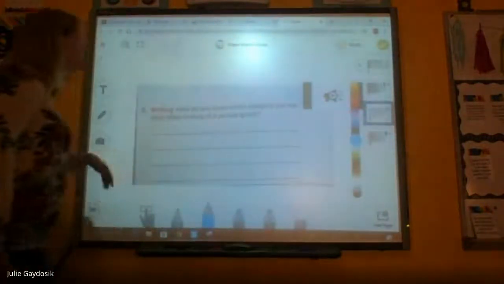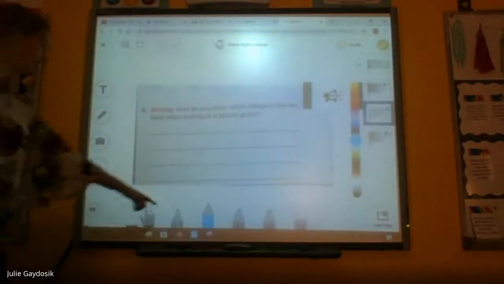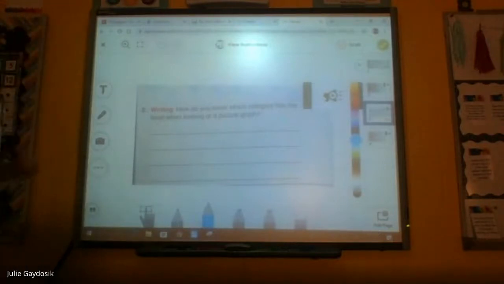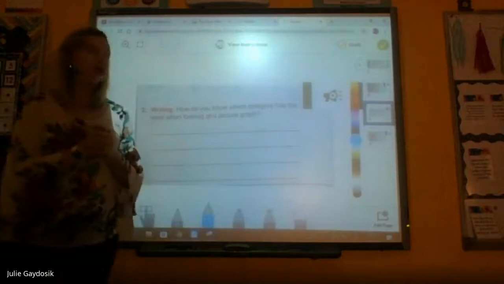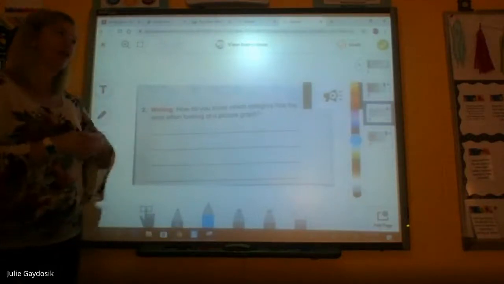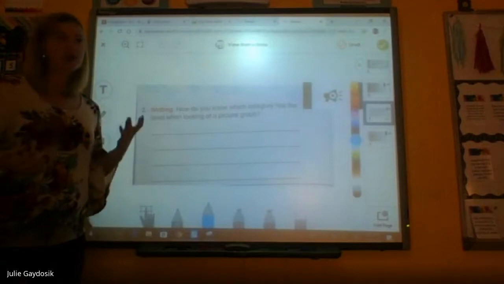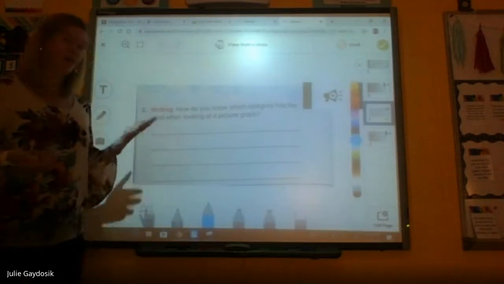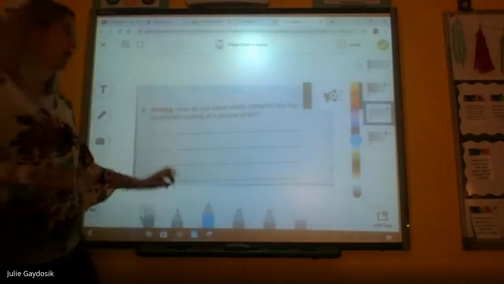Question number 2, okay? Question number 2 wants you to write. You can write using the pencil tool, or you can type using the text box tool. How do you know which category has the least when looking at a picture graph? So I want you to know your reasoning. So how do you know that a category such as the types of fruit that we looked at, how do you know which one has the least when looking at a picture graph? Okay, so I want to know your thinking, your reasoning.